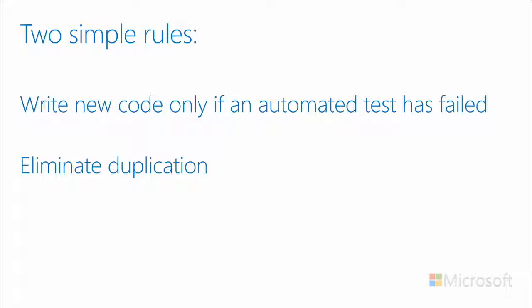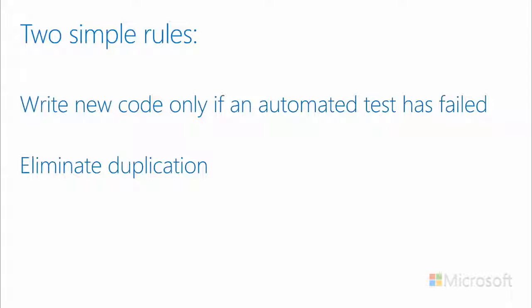Let's talk 2 simple rules. And there's a lot of different ways to think of it, but 2 simple rules is you only write new code if you have an automated test that has failed. If you've written a test and it's failed, now you can write new code. We're going to come back to this rule because it's not just applicable to greenfield, it's also very applicable when we start talking about legacy development.